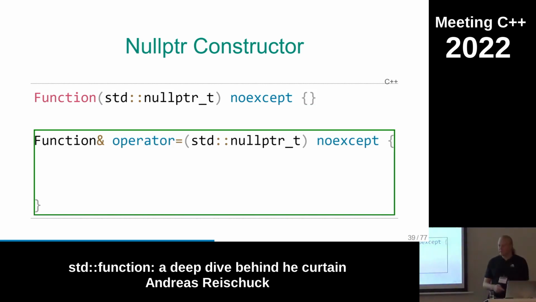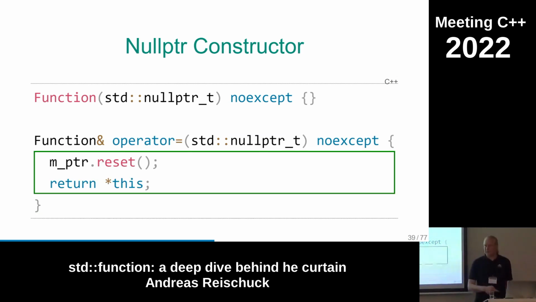And we can also assign null pointer. This case is a bit more involved. We have to reset our pointer to ensure that it's a null pointer, and then return this. So far, not a big problem. The only use case that is left here, I won't implement that, is raising an exception if you try to call it with an empty state, because I don't like it. And also throwing exceptions is easy. And we don't need that now.